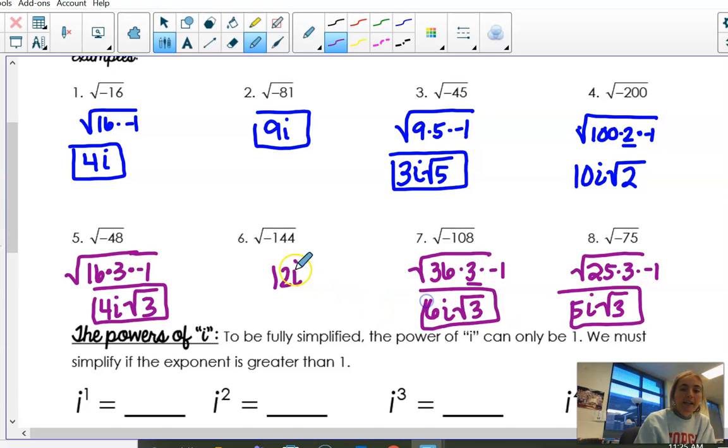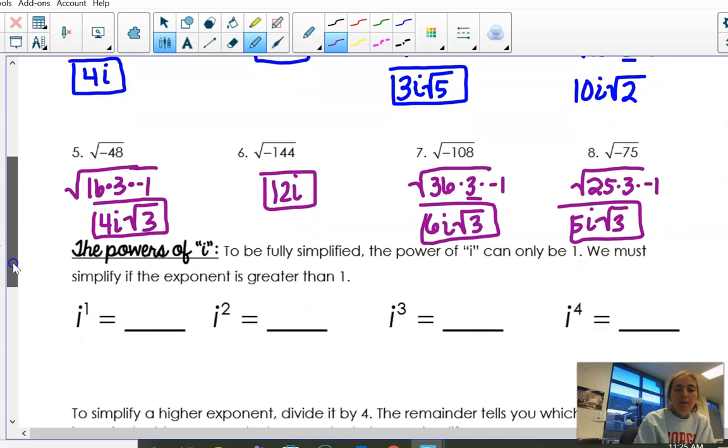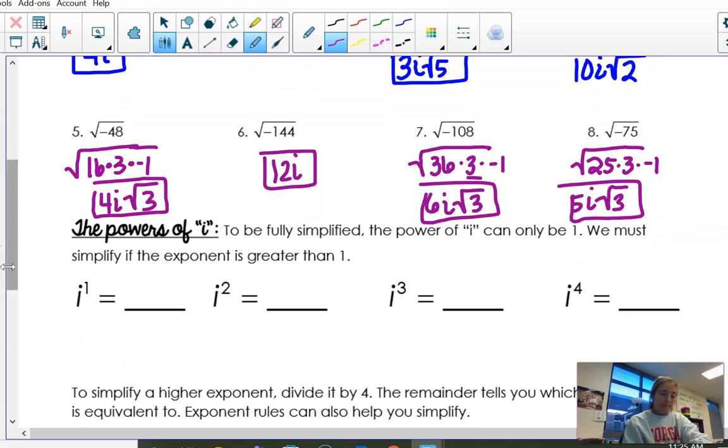If there is a negative under the radical, then we take care of it by taking the square root of -1, which is i. All right. Another rule about i is that in order for it to be fully simplified, the only power of i can be 1. So the only exponent allowed is a 1. So we have to learn how to simplify any exponent that is greater than 1.